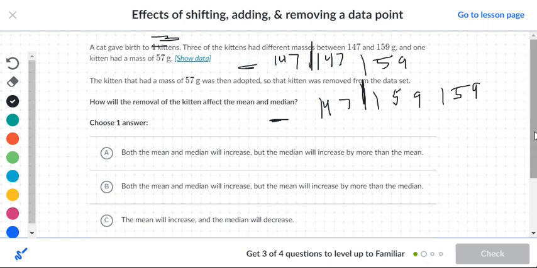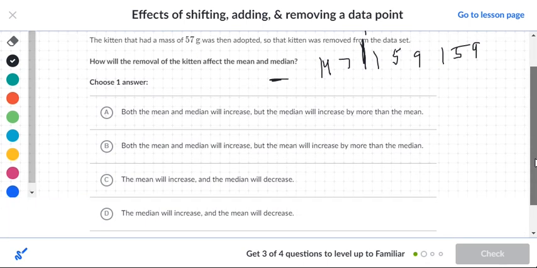So what's going to happen is the mean is going to increase and the median should actually stay the same here. But it says both the mean and median will increase, but the median will increase by more than the mean. Both the mean and median will increase, but the mean will increase by more than the median. No, that's not going to be true here. So actually, they are going to both increase here. But the mean itself, the overall total, should increase more than the median.